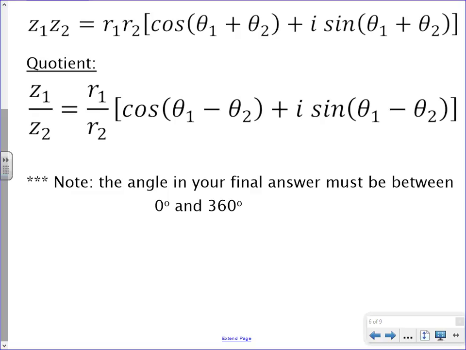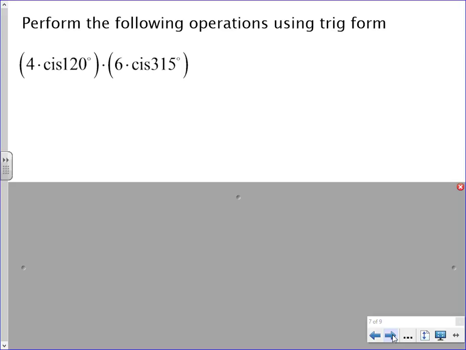Okay. So we're going to do two examples, and then I have some examples that you will do and get checked off by me when we're done with these two. Ready? Here's the first one. I did use the shorthand notation. If you don't like it, you can rewrite them as 4 cosine 120 plus i 4 sine 120, etc.